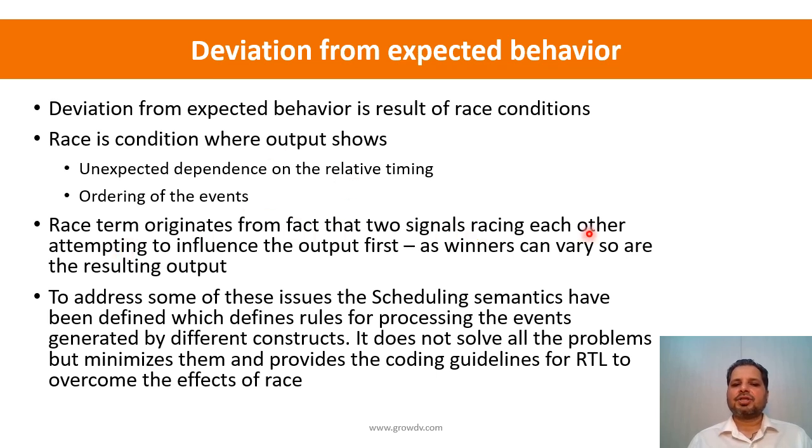The term race originates from the fact that there are two signals trying to race each other to influence the output first, and whenever there is a race there could be different winners, and because of that the result can be different. And it is predominantly because of this problem that the scheduling semantics have been defined. The idea is we have this discrete event simulation model, and that model in a few cases can fail, right? And then to prevent that failure, you have introduced this concept of scheduling semantics. So that is the whole big picture.